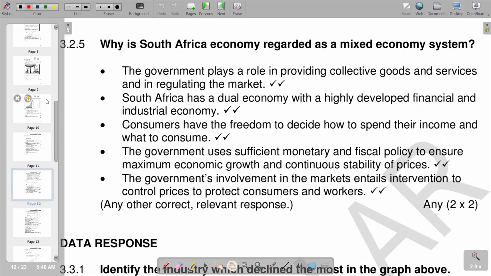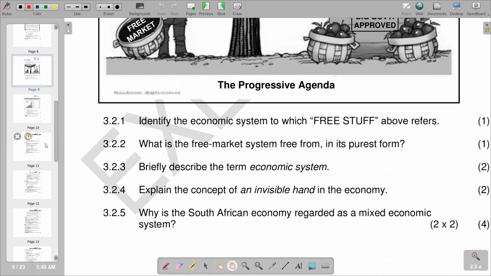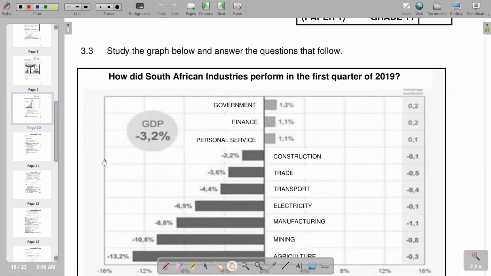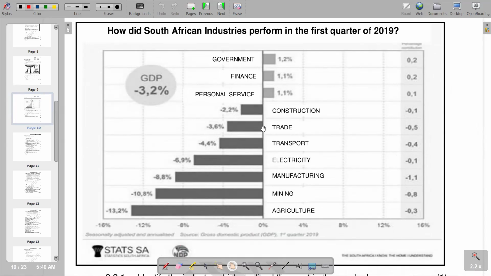So we go to the next part, which is our 3.3, which says study the graph below and answer the questions that follow. So you're given a graph. How did South African industries perform in the first quarter of 2019? So this is the graph that we have. Of course, it has two parts whereby we've got the left part and then the right part.